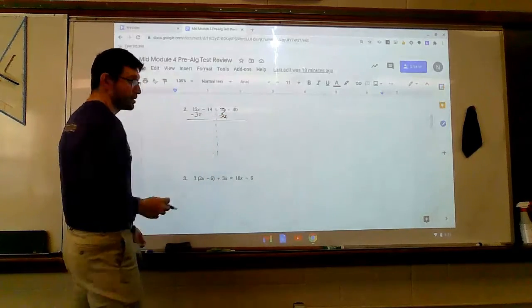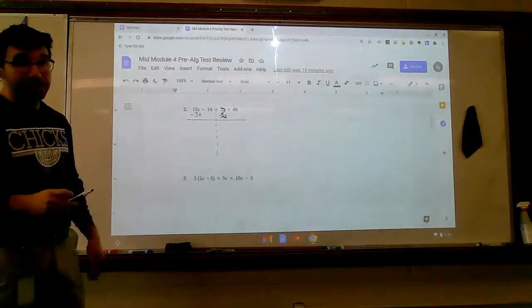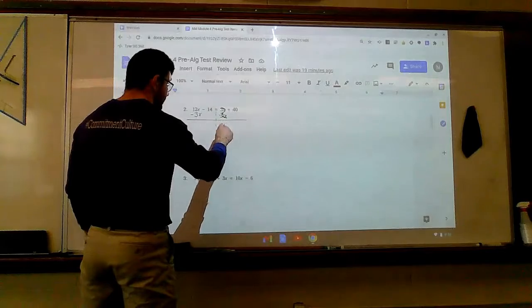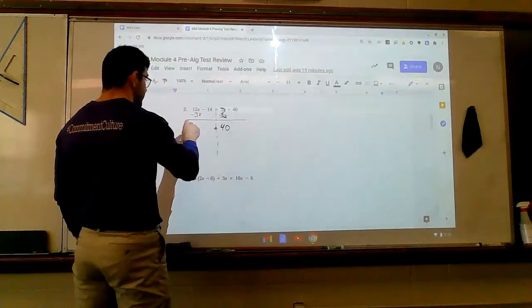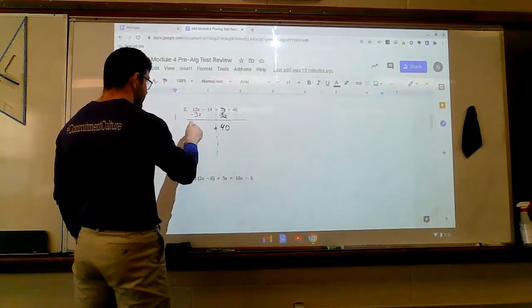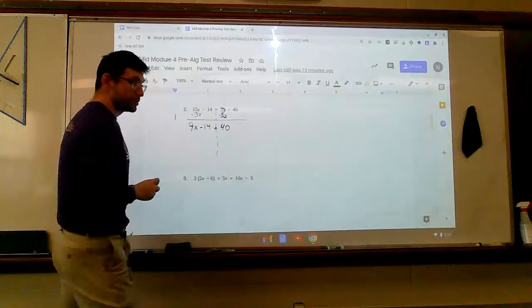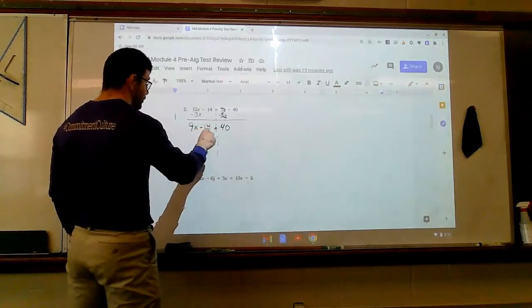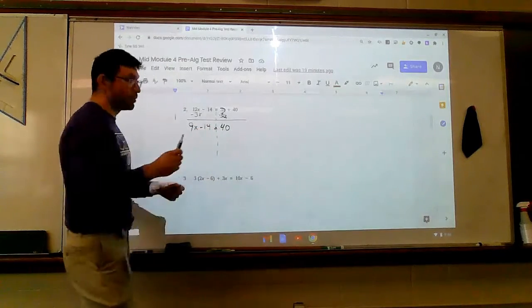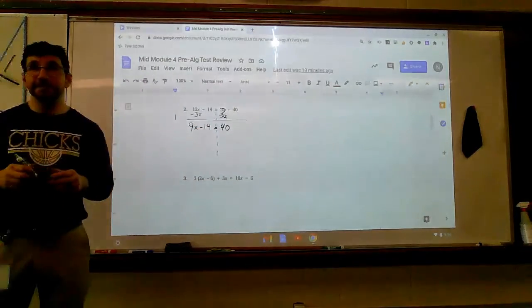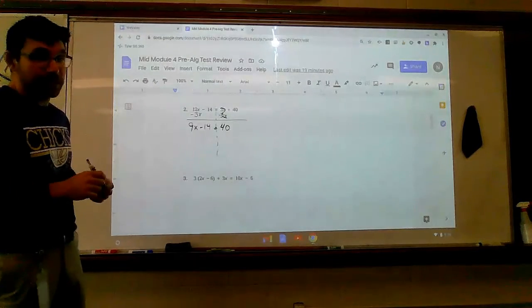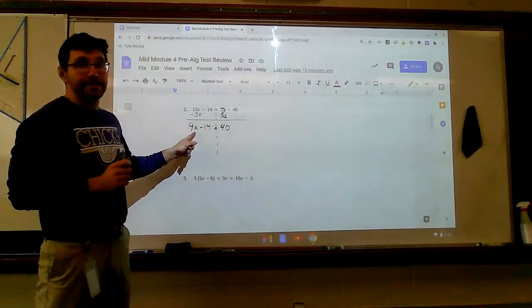3x minus 3x is 0. Even though I'm subtracting, that's still the additive inverse. That leaves me 40 equals. This gives me 9x minus 14 equals 40. Okay, hold on, I'm sorry. So I've just combined variables on opposite sides. The next step is combine constants on opposite sides. The goal is to isolate the variable.